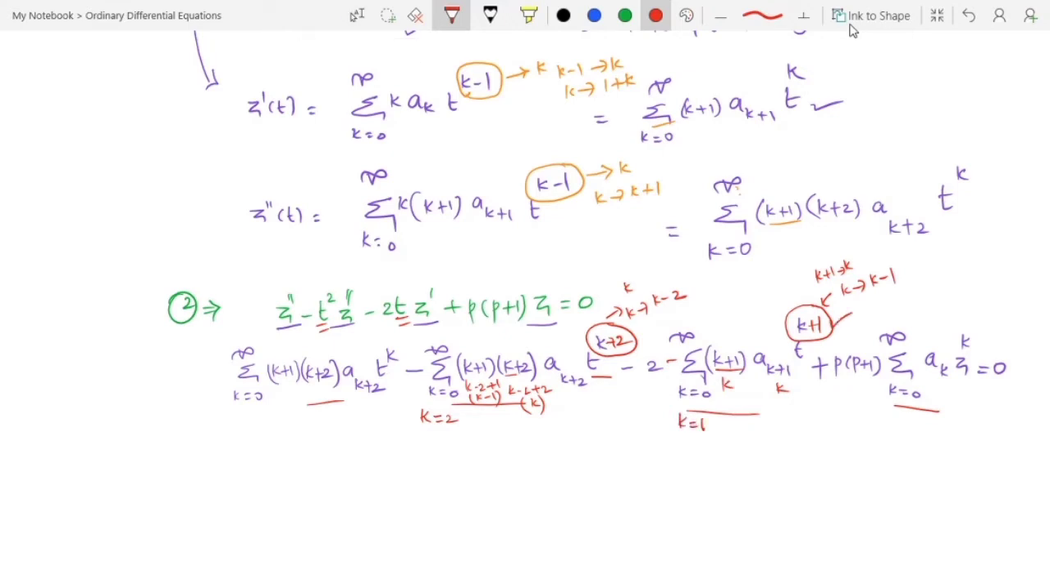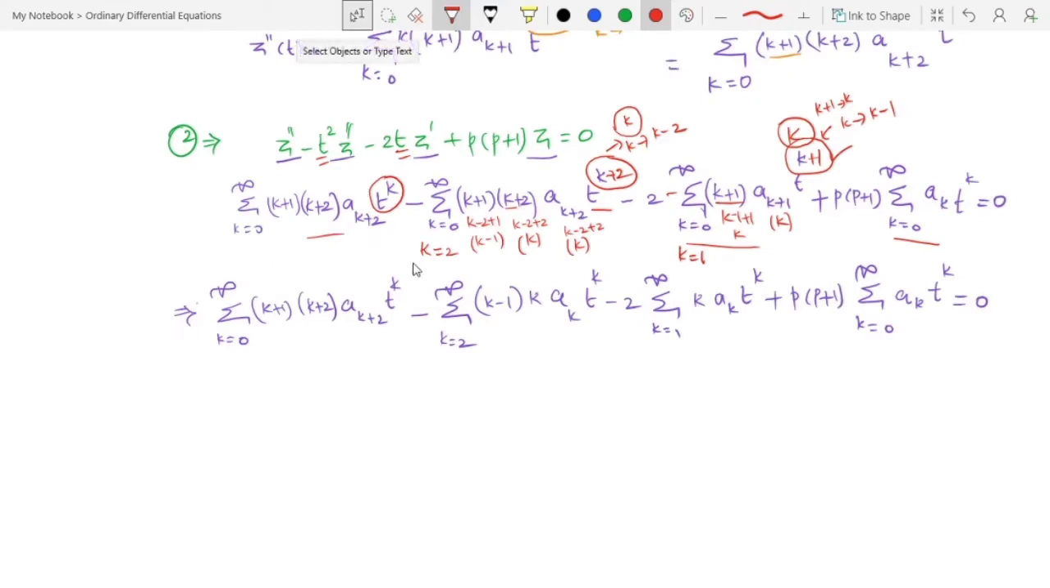T power k. Once again, first term no change at all. In second term, replace k plus 2 by k, that is k by k minus 2. We get the answer here. Third term, replacing k by k minus 1. And the last term as it is, no change at all.